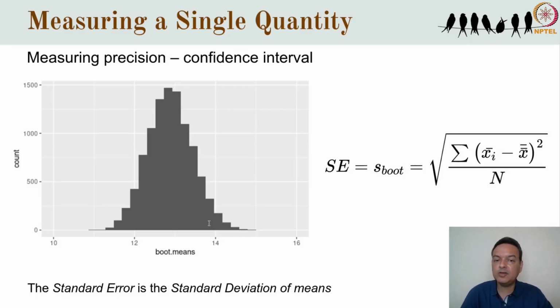But say that's not good enough. We want to be able to describe an actual range of values between which we think, based on the data, that the true population mean lies. For example, we want to say that our best guess is the population mean lies between 12 and 14 or 11 and 15. How can we get those numbers?